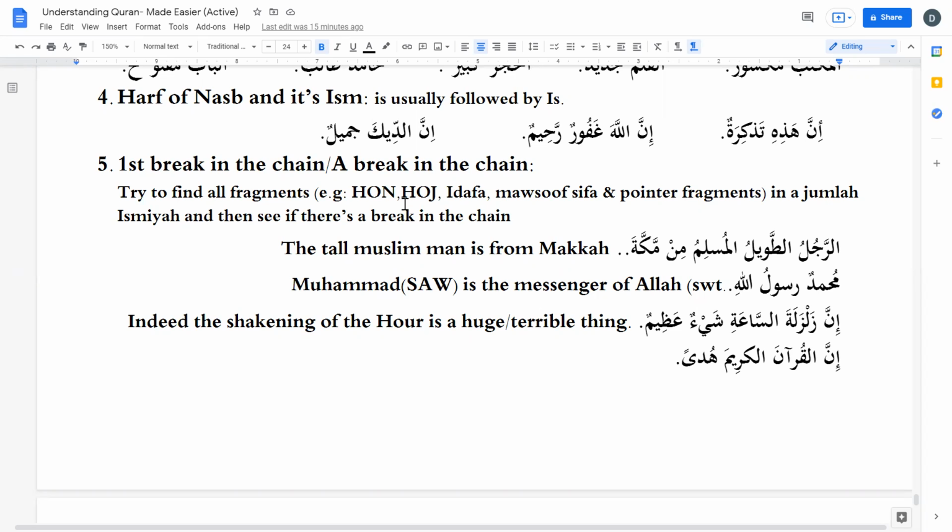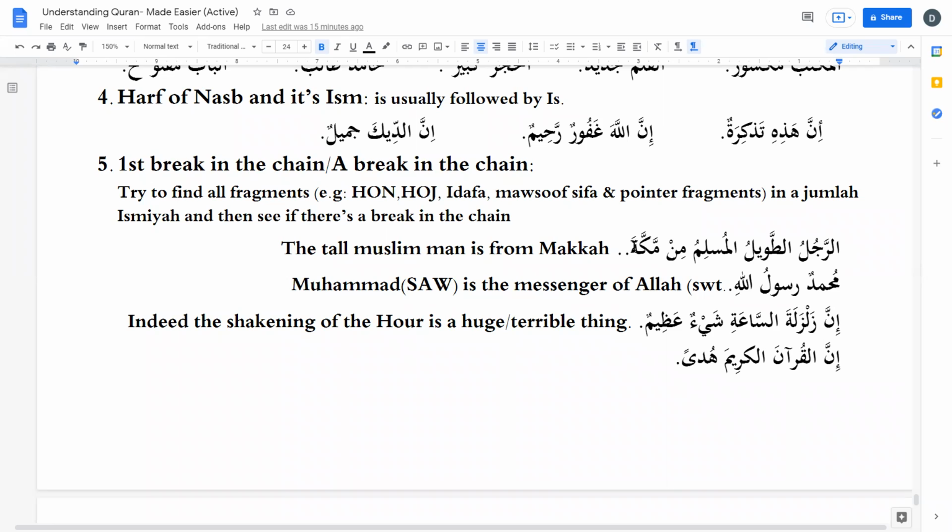You cannot separate them. So you see, if the words are related to each other, forming a fragment, and if you see a first break in this chain, if in a jumla, you are looking at Jumlah Ismiyah, and you see a first break in the chain. Just observe this sentence over here, and inshallah you will see. Ar-rajulu at-tawilu al-muslimu min makkata, the tall Muslim man from Makkah.